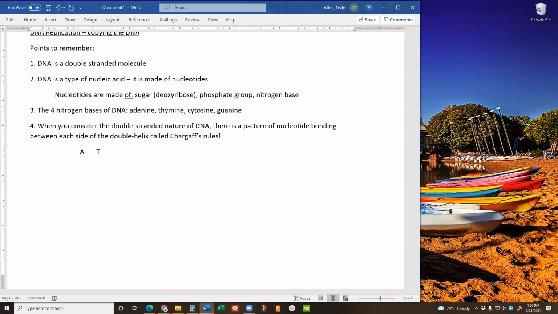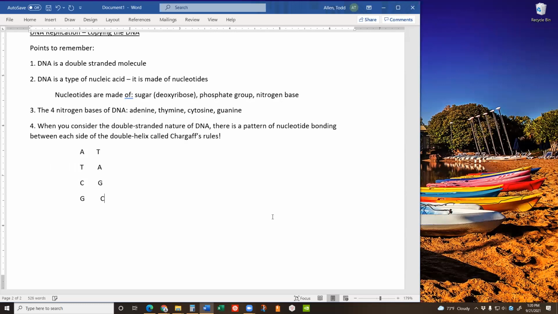Every time you have a T on the first side of the helix, you're going to have an A on the other side. Every time you have a C on one side of the helix, you're going to have a G on the other side. This relationship that I'm describing is called Chargaff's rules.